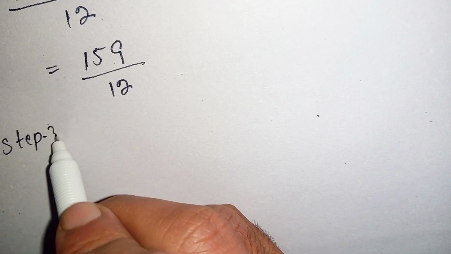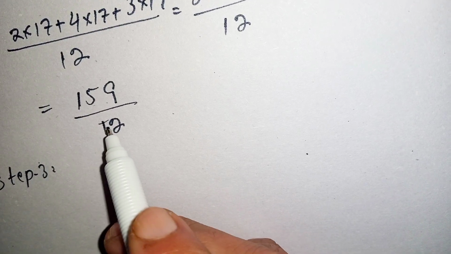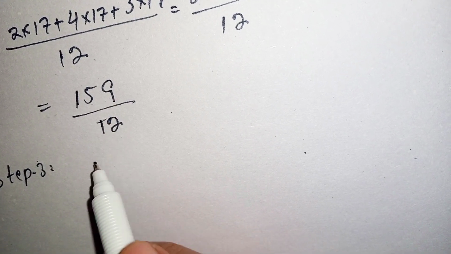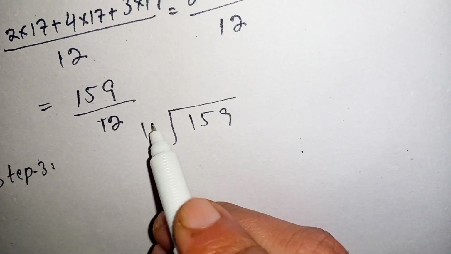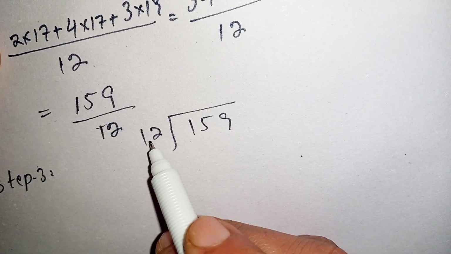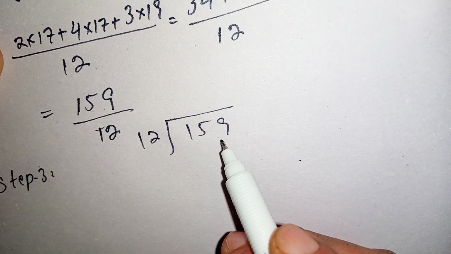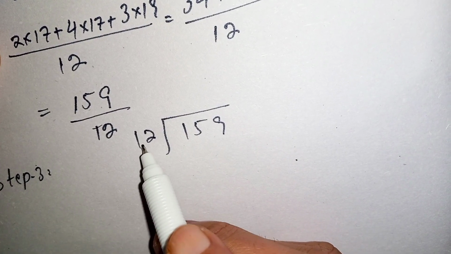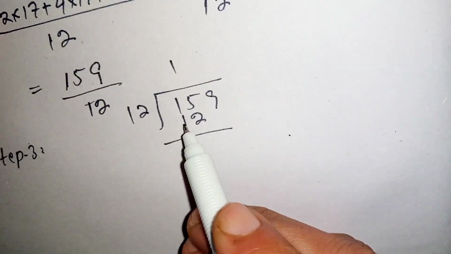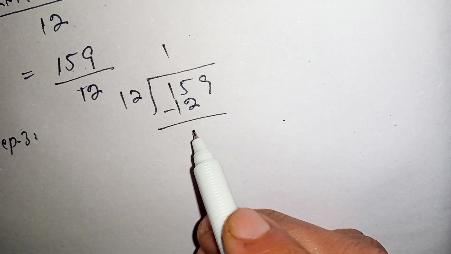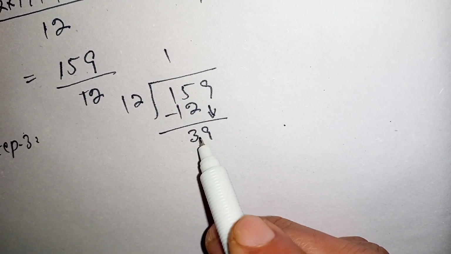And in step 3, we will convert this improper fraction into a mixed number. So we will divide 159 by 12. We will multiply 12 with such a number whose multiplication is either equal to 159 or less than 159. So 12 times 1 is 12. Subtract 12 from 15. The remainder is 3 and take down the 9. So the remainder will be 39.